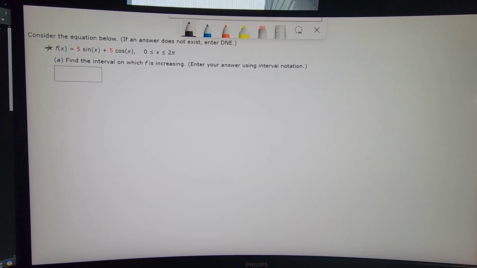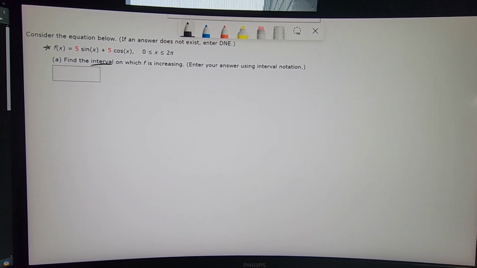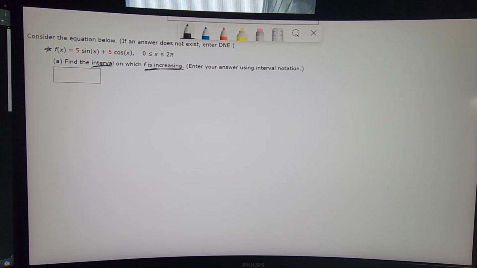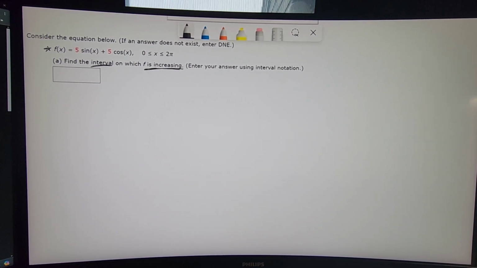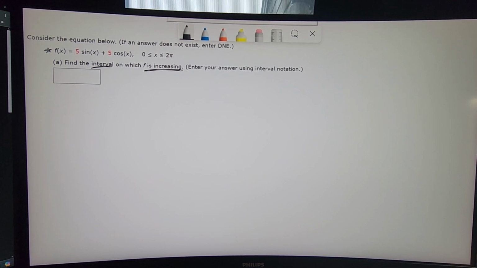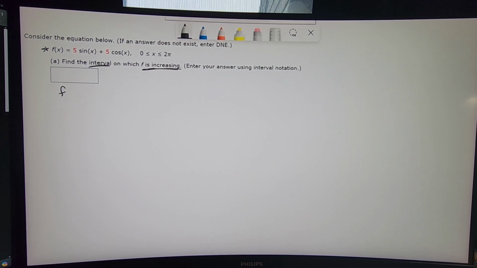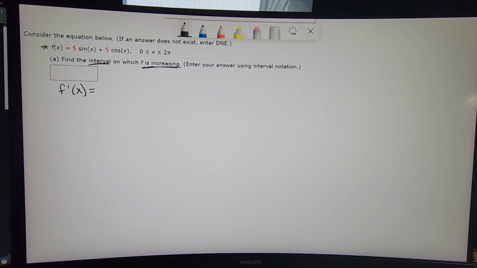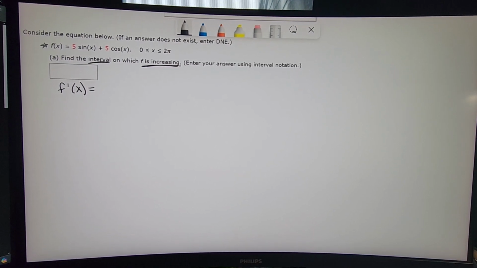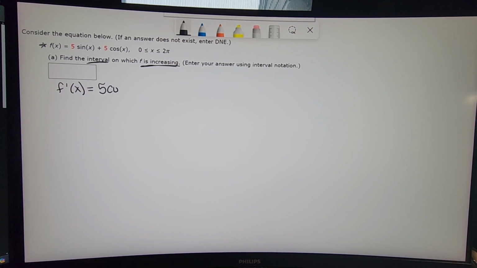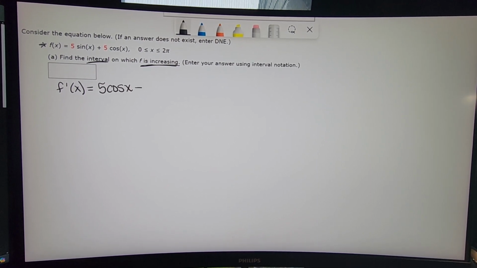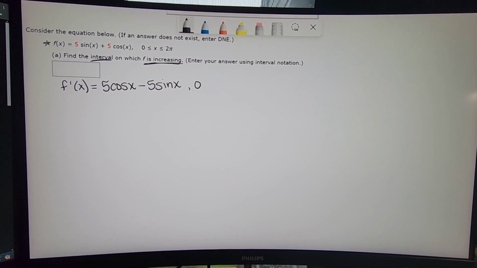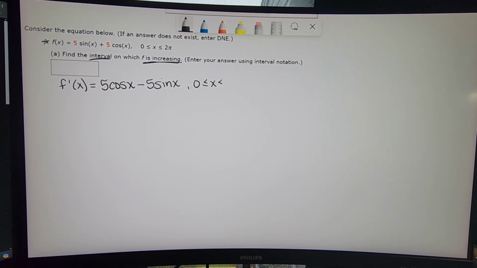Okay, so for this, we need to find where the function is increasing. We have the function f of x is equal to 5 sine of x plus 5 cosine of x, so we have a trigonometric function. We're going to find the derivative of the function first. So 5 sine of x is going to equal cosine of x. 5 cosine of x is going to equal negative sine of x between 0 and 2 pi.